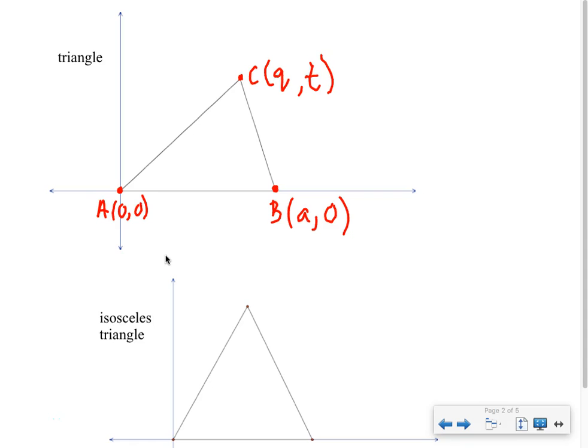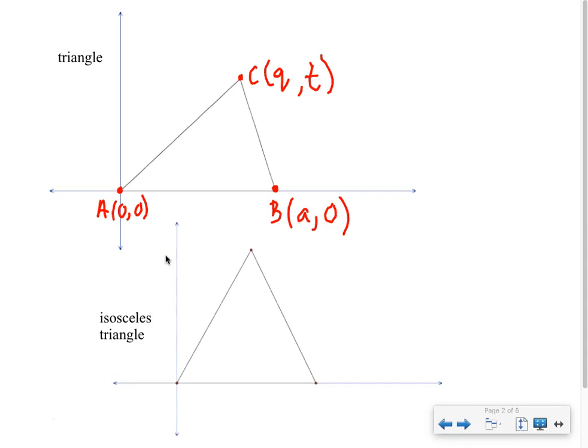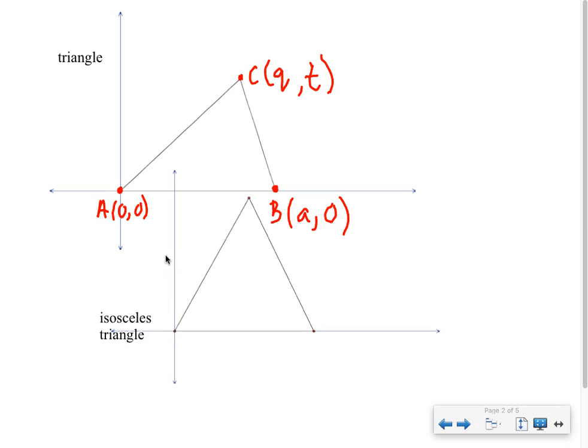But let's say they want you to give the coordinates for an isosceles triangle. We know things about an isosceles triangle, don't we? Two legs are equal, and two base angles. Good job. So let's start with the easy one. We're going to move this up a little bit. What are the coordinates of this point here? 0, 0.